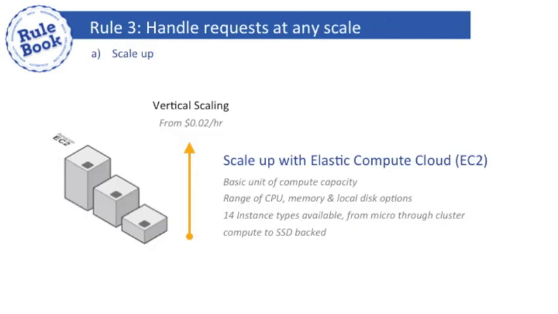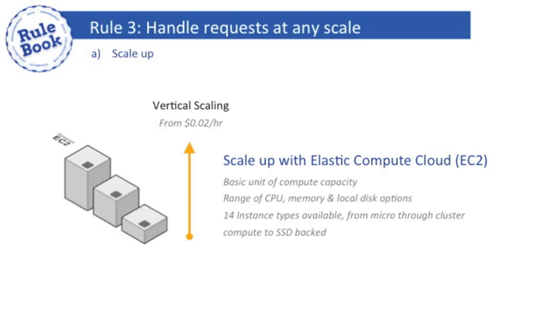Rule 3 then is to handle requests as they come at any scale. So our customers are found us. We've responded as fast as we can. Now we have many thousands or hundreds of thousands of requests hitting us per second. The first thing we can do is scale up within AWS.